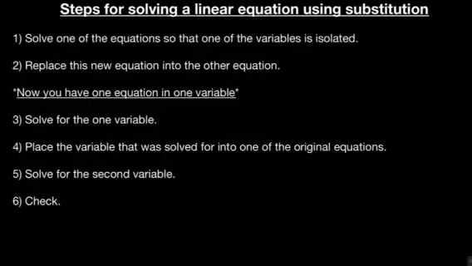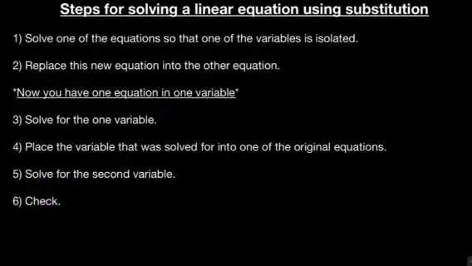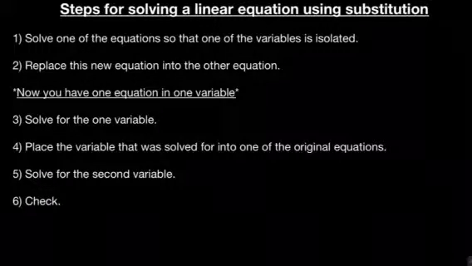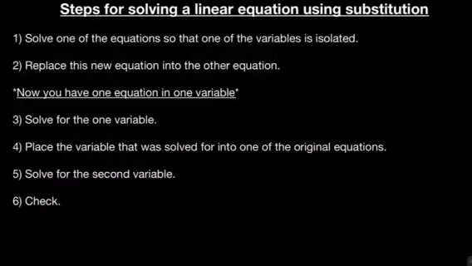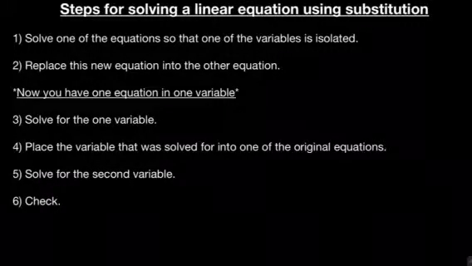The first step is to solve one of the equations so that one of the variables is isolated. The second step is to replace this new equation into the other equation. Now you have one equation in one variable. The third step is to solve for one variable. The fourth step is to place the variable that was solved for into one of the original equations. The fifth step is to solve for the second variable. And finally, for the sixth step, you have to check it.